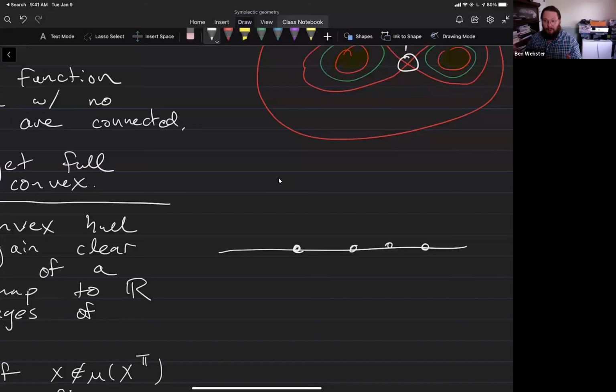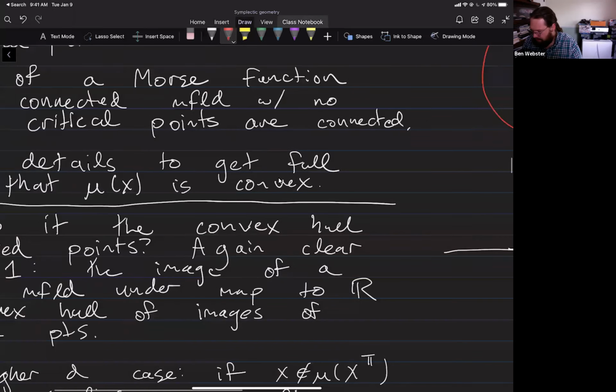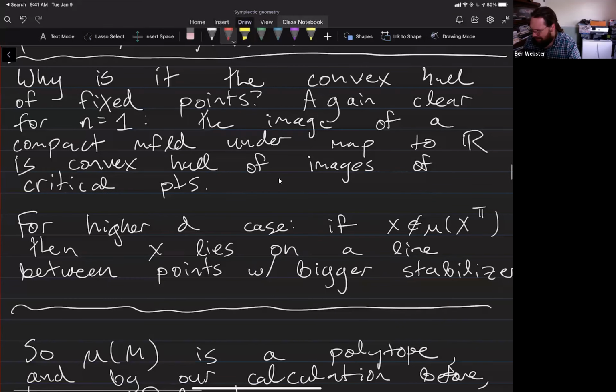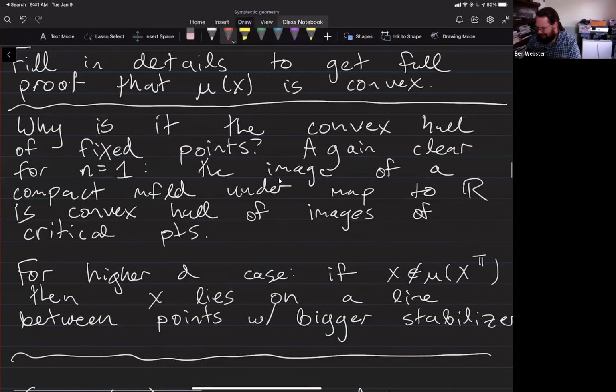Well, I take the smallest convex set containing these points. So I take the two farthest away points, and I take the interval joining. That's all convex hull means in R. So in the higher dimensional case, let me not get too deep into this.